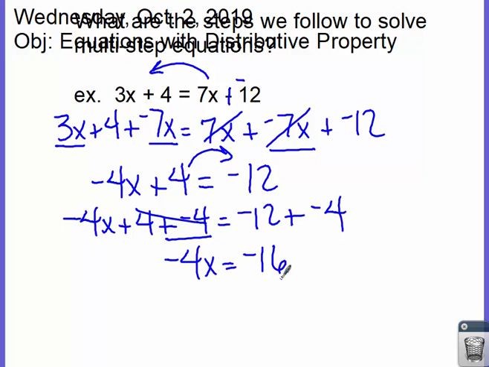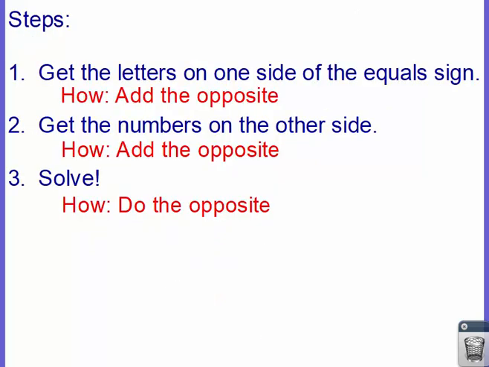Now, how do I get rid of the multiply by negative 4? We do a divide by negative 4. We end up with x is equal to positive 4. So the steps that we use to solve equations, there's three of them. And the things that we've been doing over the last couple of lessons is figuring out what are some things I've got to do before I can get to this. And that's what we're going to learn today.